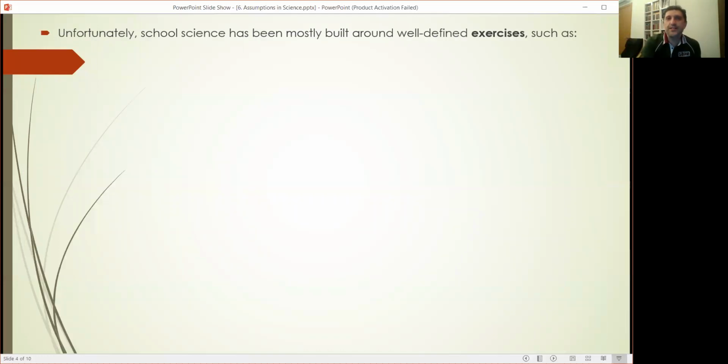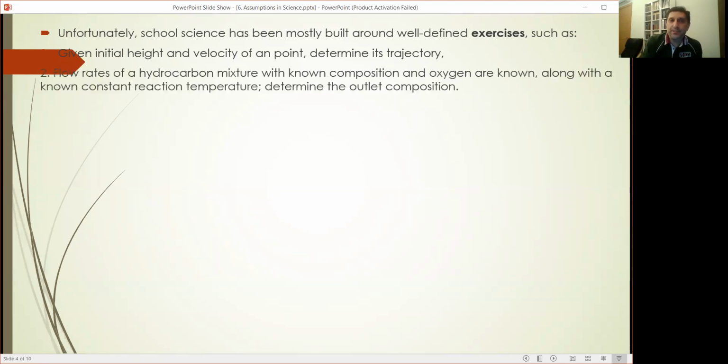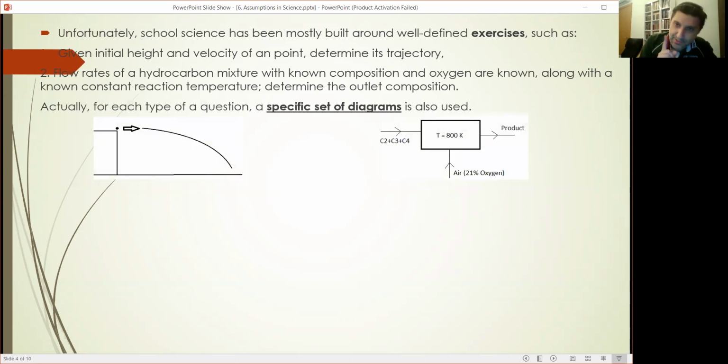Unfortunately, school science is mostly built around exercises, such as, for instance, given the initial velocity of a point, determine its trajectory, a very typical question. Or in chemical engineering, the flow rates of a hydrocarbon mixture are given, all the compositions are very well known, the oxygen rate is known, and the reactor temperature is very well known, and you determine the outlet composition. This is a very typical question that you have probably seen numerous times in a couple of courses, starting from mass and energy balances. But there is more.